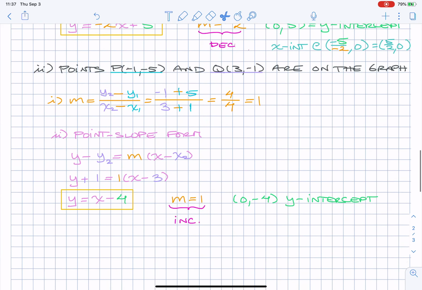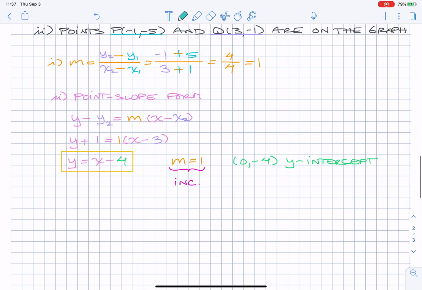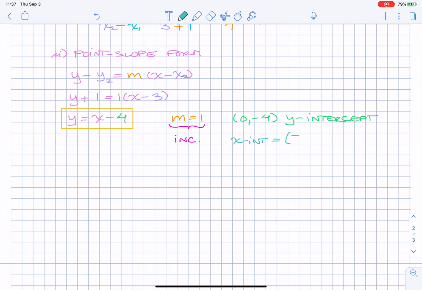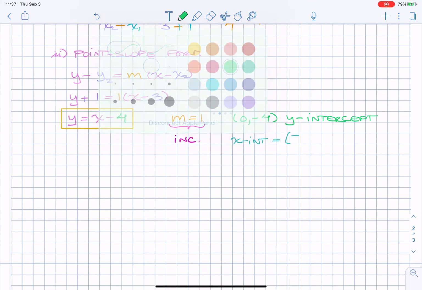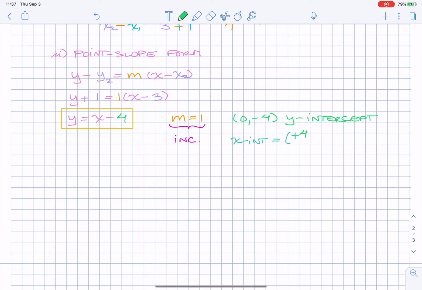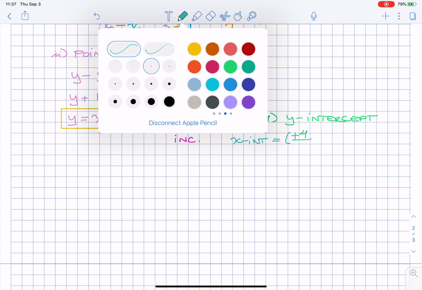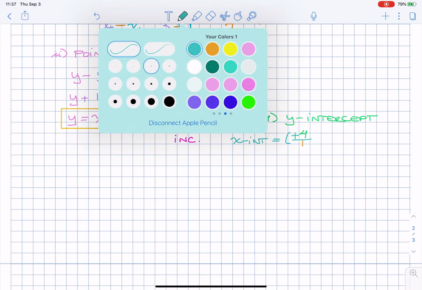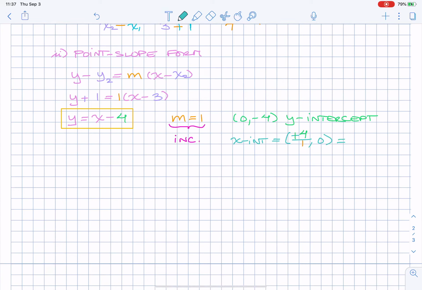Okay, let's do the same thing here. So the x-intercept will be negative b, so that's going to be a negative of a negative 4. So that's going to be positive 4 divided by m, which in our case is just 1, comma 0. So the x-intercept is going to be 4, comma 0.